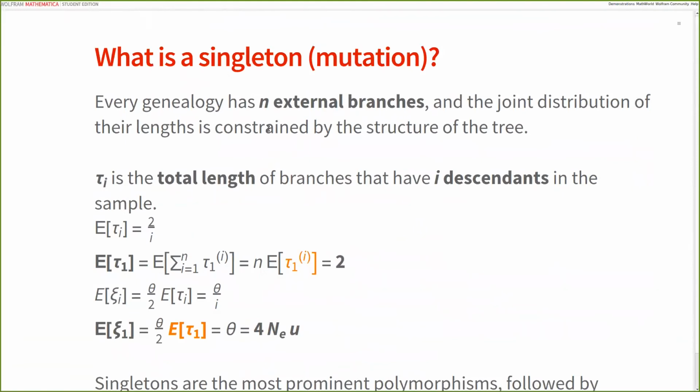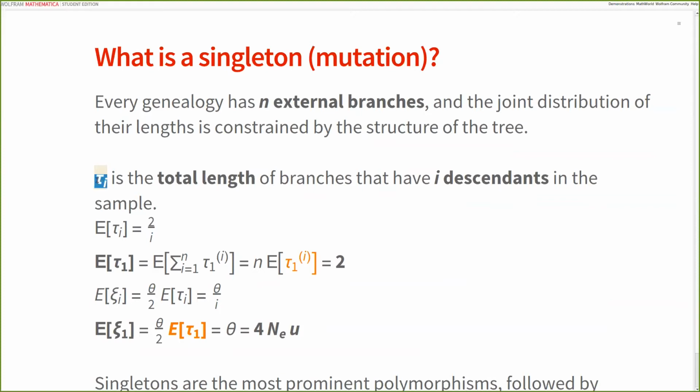So we now learned that I can extract branch lengths, but in particular, I labeled my talk with the word singletons. So what is a singleton mutation? Well, for a singleton, we need to consider only the external branches. Every coalescent tree has n of those. And the distribution of these branches is of course constrained by the structure of the tree. But for a neutral model, it's quite easy to extract some values for that.